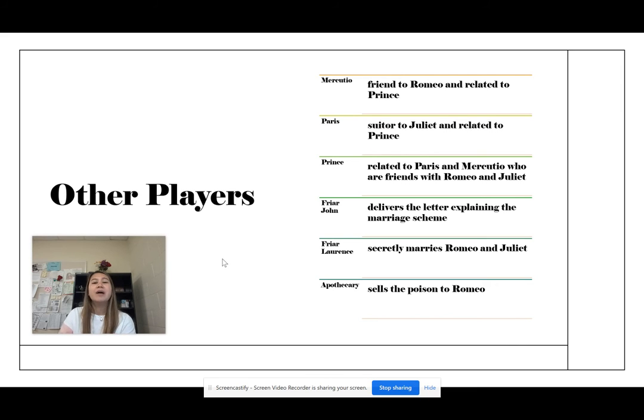Don't forget that. Followed by Paris, the suitor of Juliet and related to the prince as well. The prince, related to Paris and Mercutio, who are friends with Romeo and Juliet. And then Friar John delivers the letter explaining the marriage scheme. Friar Lawrence secretly marries Romeo and Juliet, and then the apothecary sells the potion to Romeo.